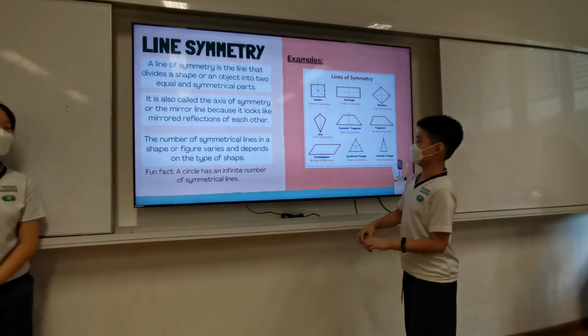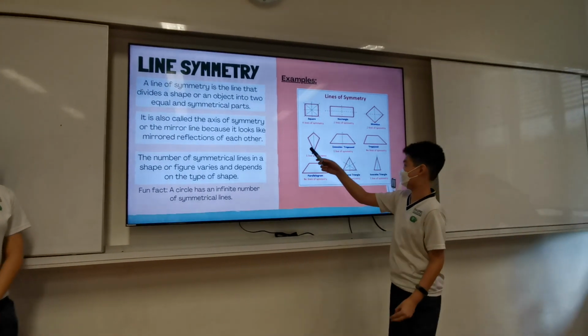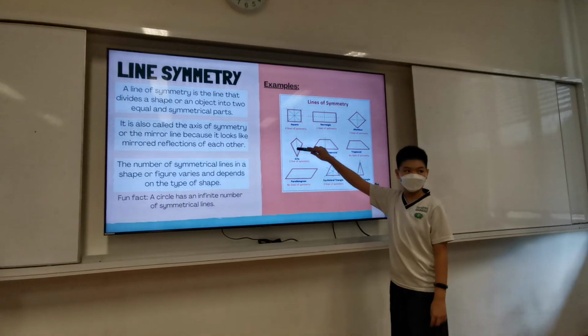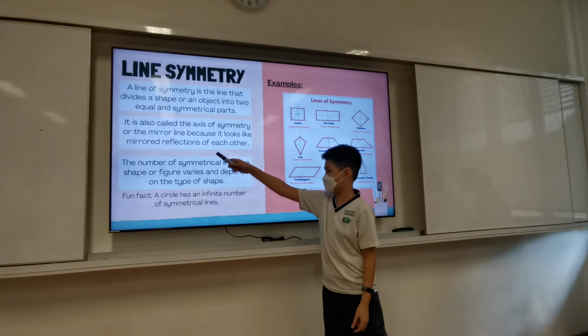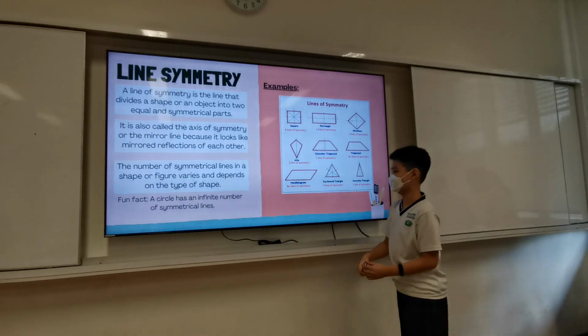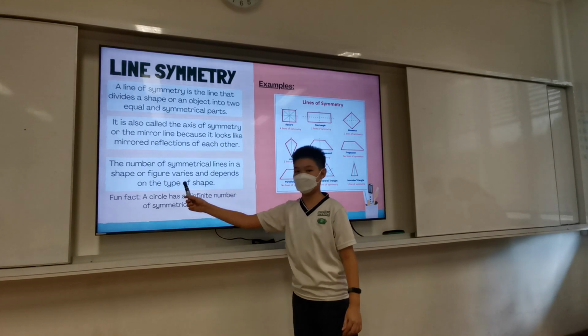So line symmetry: a line of symmetry is a line that divides a shape or object into two equal and symmetrical parts. Like this one, it can divide into the exact same shape. It's also called the axis of symmetry or the mirror line because the parts look like mirror reflections of each other. The number of lines of symmetry in a shape varies and depends on the type of shape.